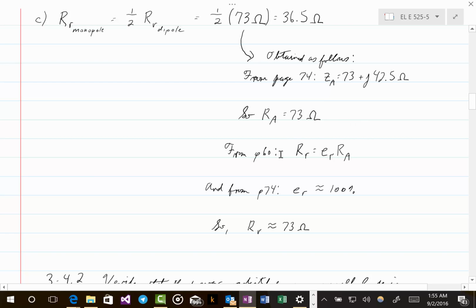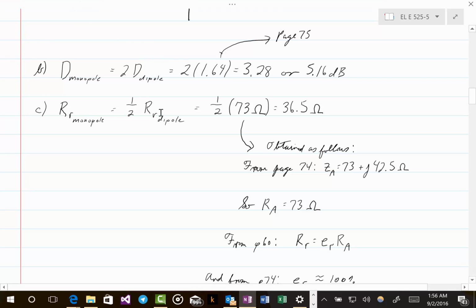And from page 60, we're told that the radiation resistance is equal to the radiation efficiency times the input resistance. And finally, from page 74, we're told that the radiation efficiency of a half wavelength dipole is very close to 100%. And so if that's the case, then the radiation resistance is essentially equal to the input resistance of the half wavelength dipole, which we have already concluded is 73 ohms, and therefore that's how we obtain this value of 73 ohms for the radiation resistance, which we then used up here in this equation to find the radiation resistance of the monopole above a ground plane. So that's how we got this value of 73 ohms.